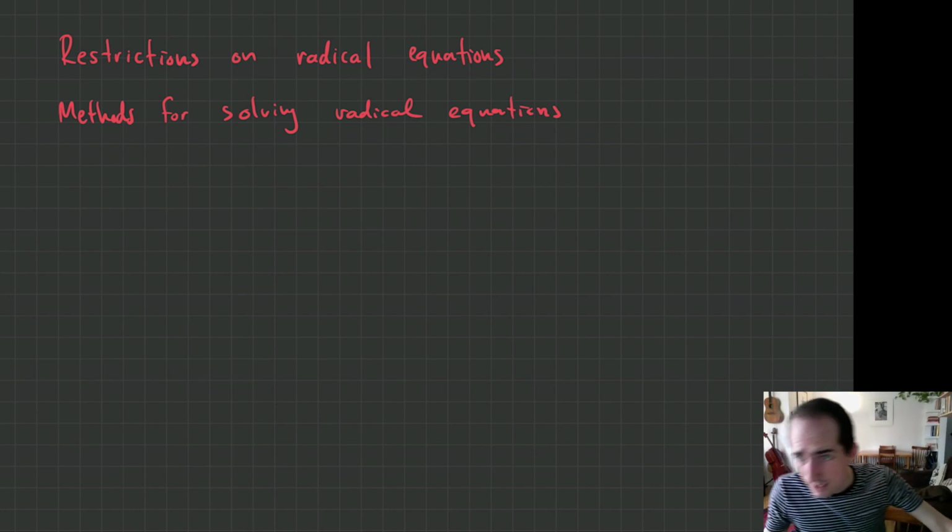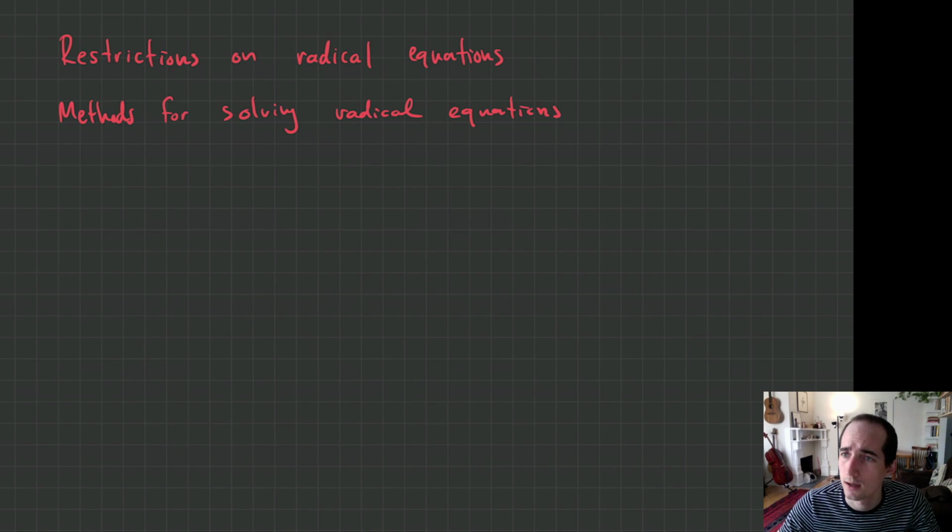We have 20 minutes. Sometimes I get carried away with housekeeping. Sometimes I end up just blabbering about these housekeeping items, and I take the whole class talking about non-mathematical related topics. Anyway, restrictions on radical equations.